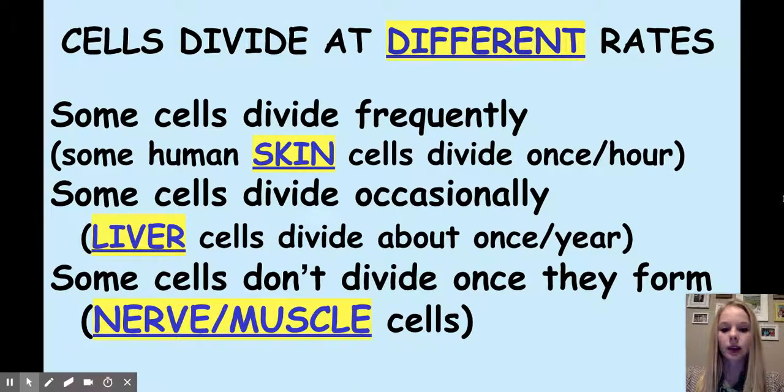Cells divide at different rates. Some cells, like hair and skin cells, divide frequently, while other cells divide slowly, and some just don't divide at all, like nerve and muscle cells.